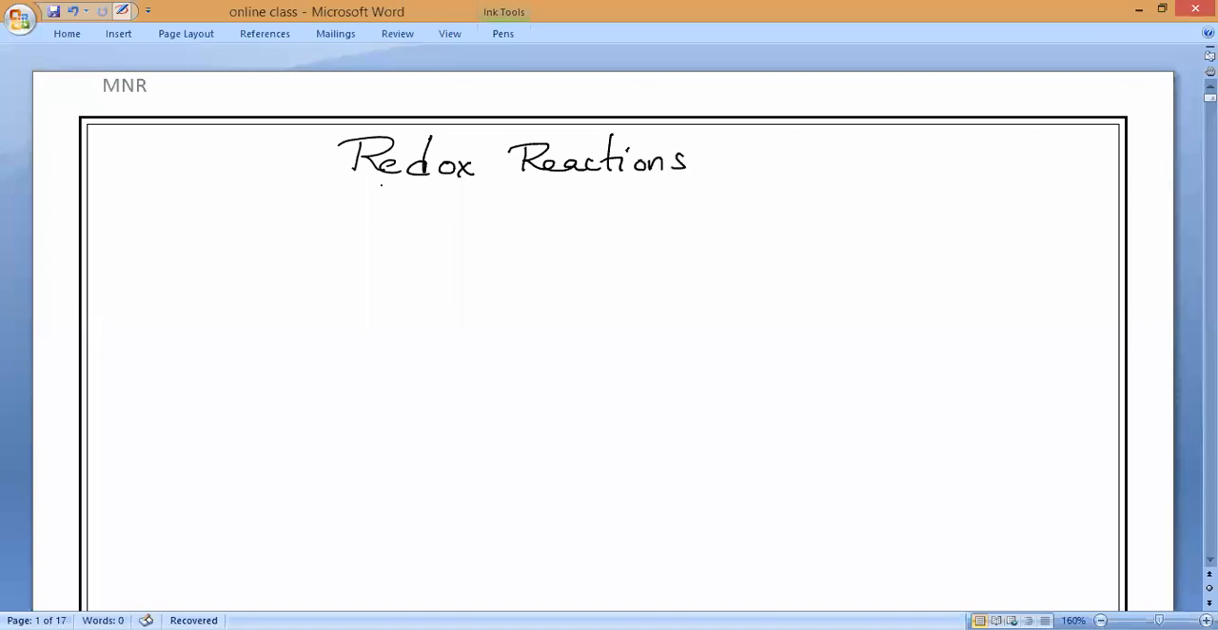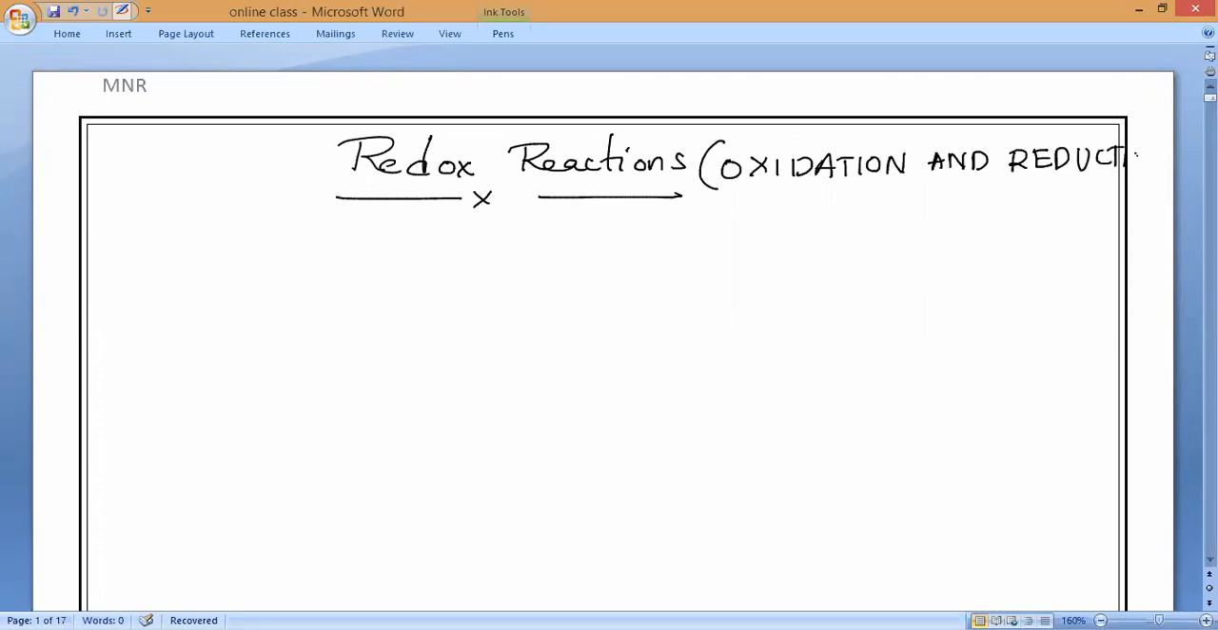Why am I saying redox reaction? While teaching you two days ago, I taught you oxidation and reduction reactions, correct? If both oxidation and reduction take place in a single reaction, then we call it a redox reaction. So before discussing redox reactions, let us first understand what we mean by oxidation and what we mean by reduction.